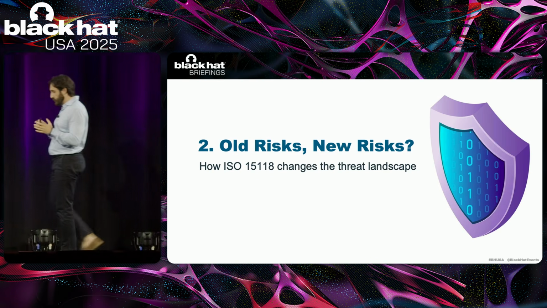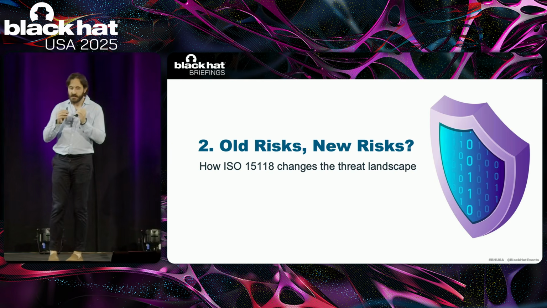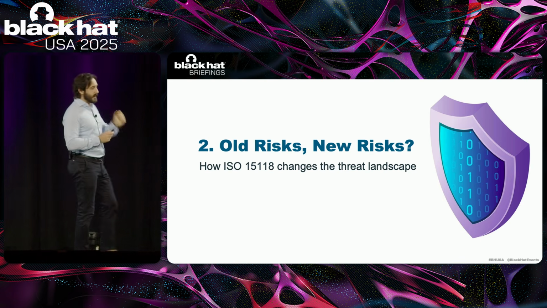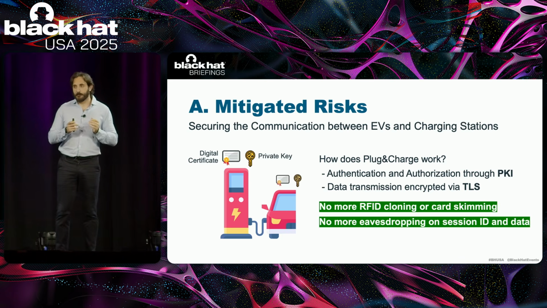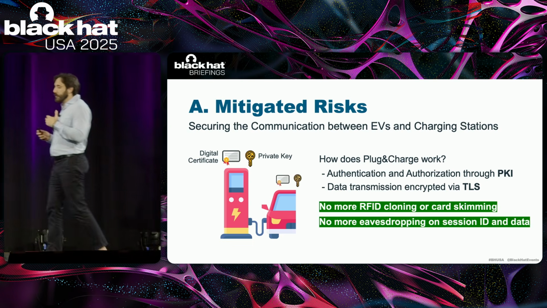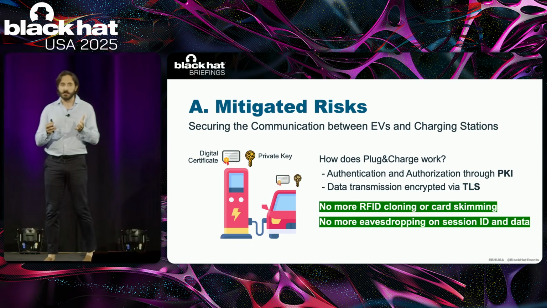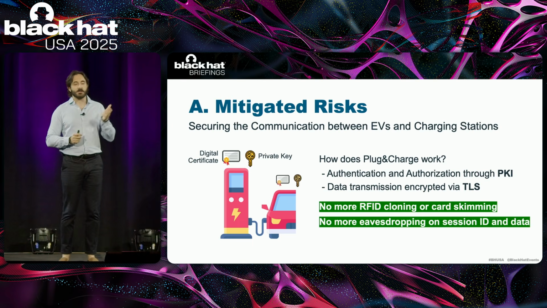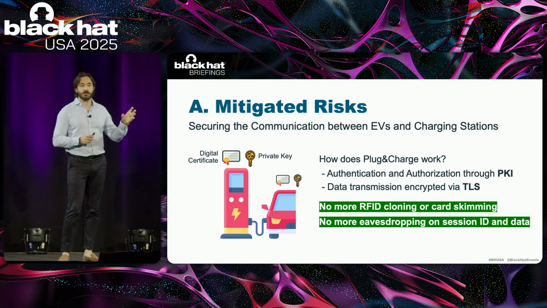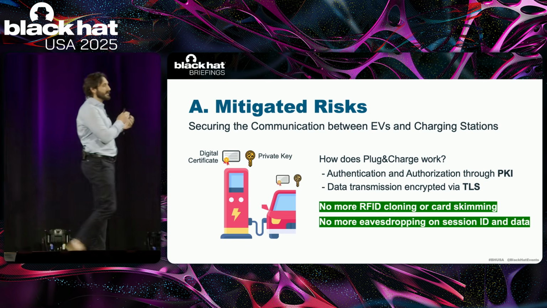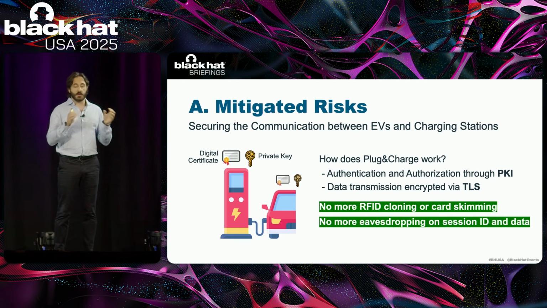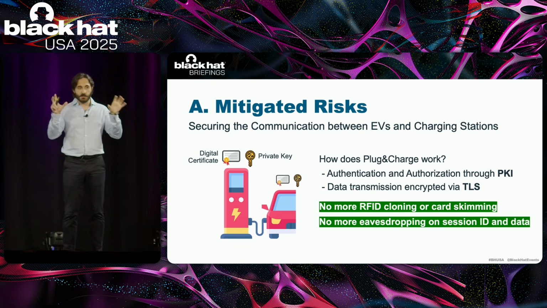So we now know the foundation. What is the ISO 15118 standard? How does the standard change the threat landscape? As we said, the standard actually improves the security of the EV charging ecosystem. So the natural point for us to do this analysis is actually this: what are the threats that the ISO 15118 standard mitigates? So how does the standard improve the security of the EV charging ecosystem? It focuses on the communication link between the electric vehicle and the charging station.